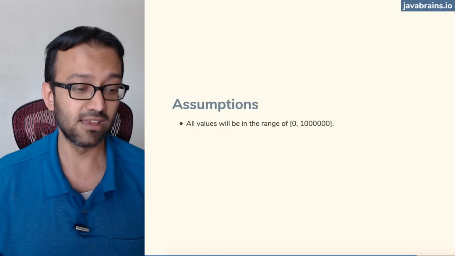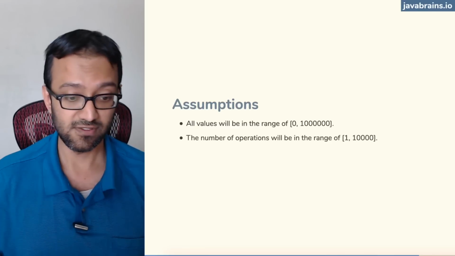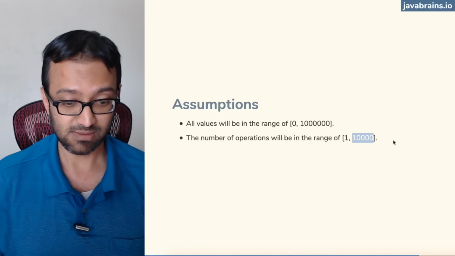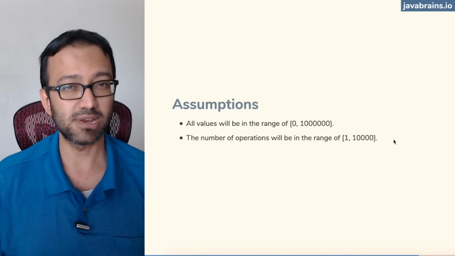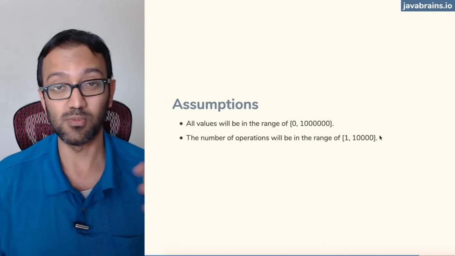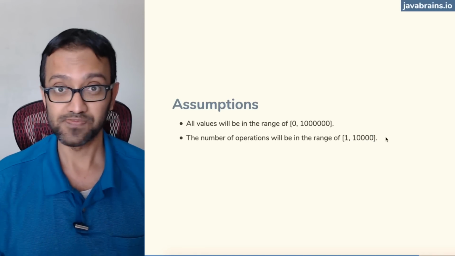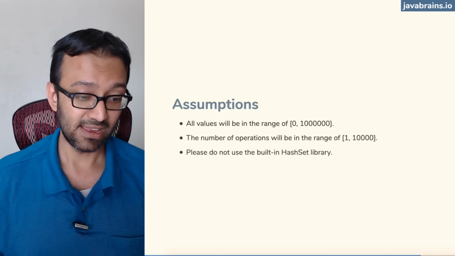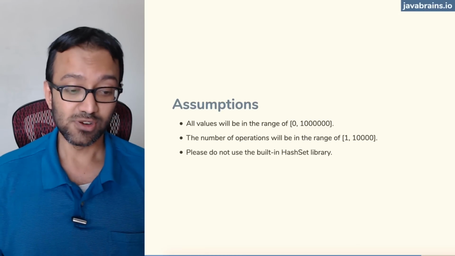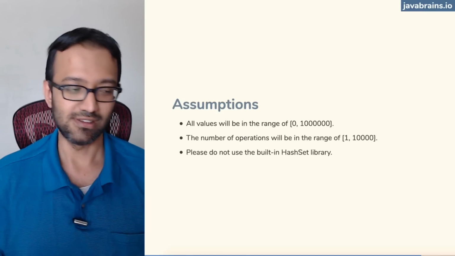Okay, that's great. But the other assumptions: the number of operations will be in the range of 1 to this many. There'll be at least one operation, and there will not be more add, remove, contains calls than this number. Okay, good to know. And then, please don't use the built-in HashSet library. That's what the LeetCode problem says.